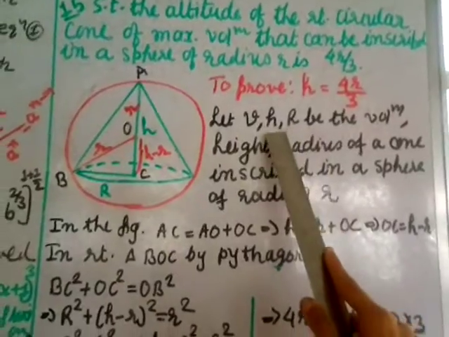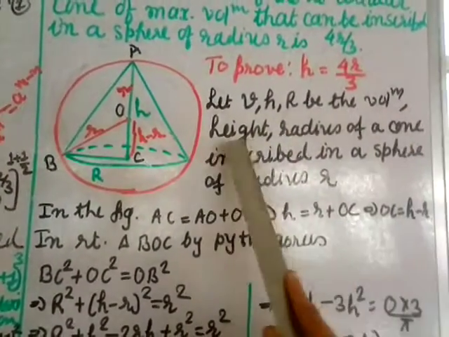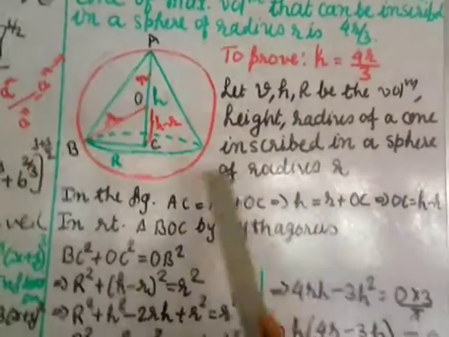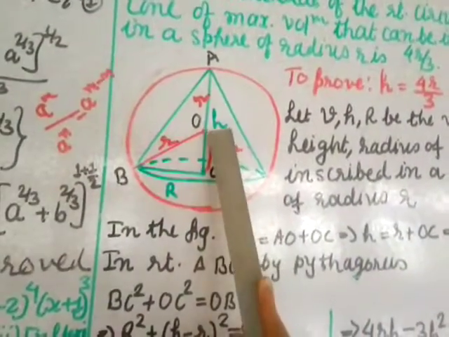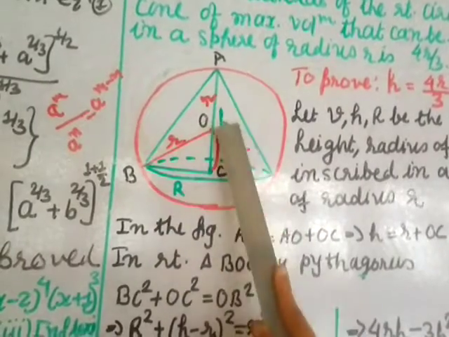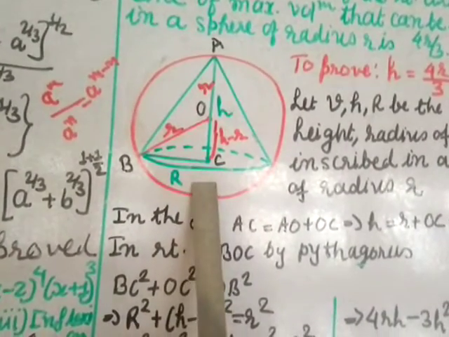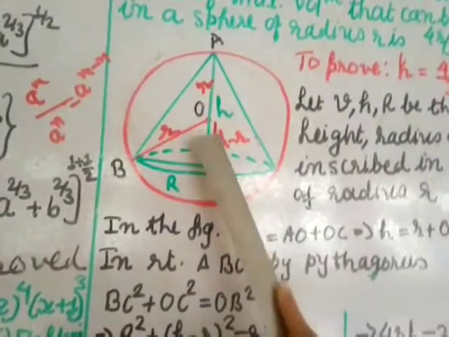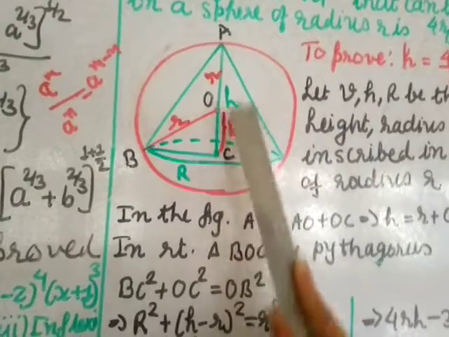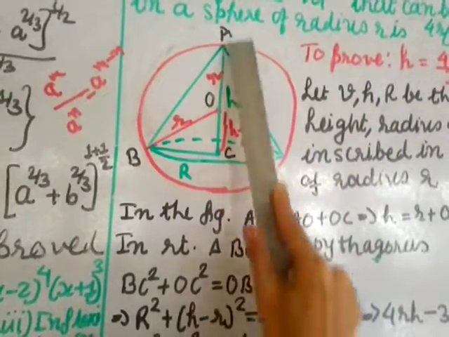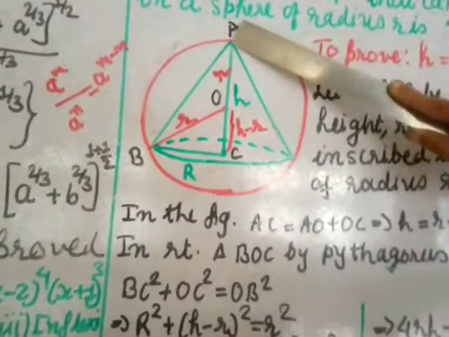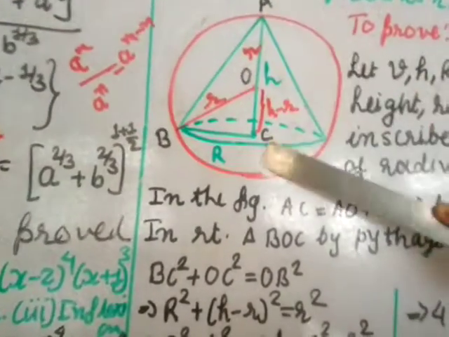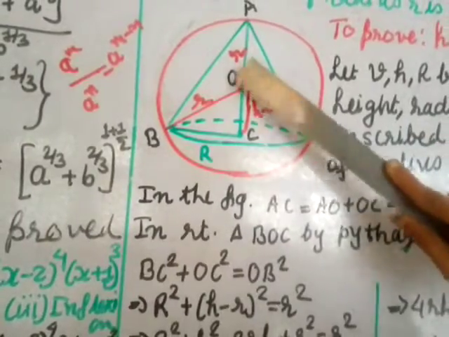Let V, h, capital R be the volume, height, and radius of a cone inscribed in a sphere of radius small r. This is the height, that is the altitude. This is the radius of the sphere here, and this is the radius I am taking as capital R for the cone. Now you see here, I am going to use this triangle BOC first. I have taken this as small h, and this is the radius of the sphere. So I want to find OC. From h minus r, that much will be this OC value.